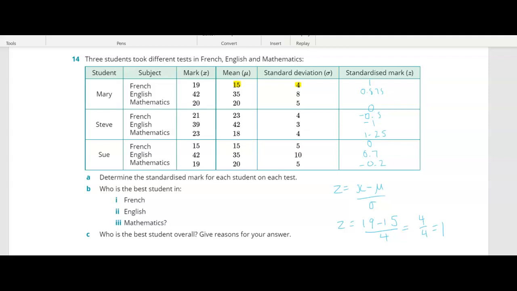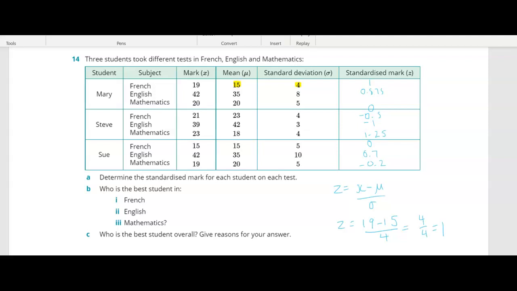Who is best at English? So Mary also has the highest standard score at 0.875. Steve, he's got -1. Okay, so even though he got quite a high score like Mary and Sue, but compared to the rest of his class, he didn't do as well, whereas Mary did quite well. And then in maths, Steve got the highest standard score at 1.25, so he is the best student in mathematics.